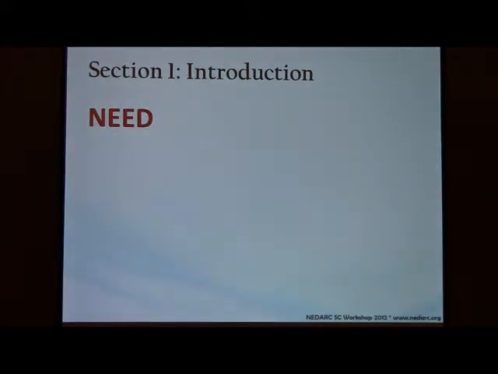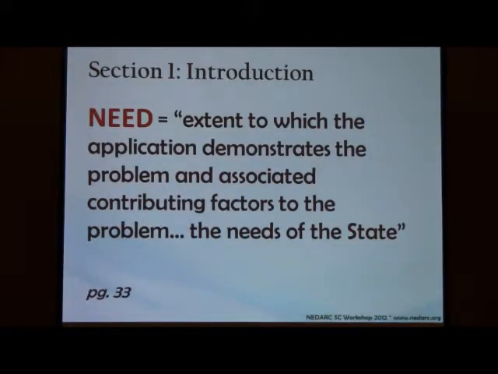So section 1, the introduction, is called need for the reviewer. So let's look at what that means. It says the extent to which the application demonstrates the problem and associated contributing factors to the problem, the needs of the state. So basically, why do you need this grant? You're trying to demonstrate a need for this program in your state.